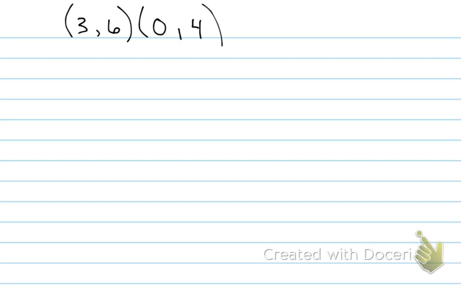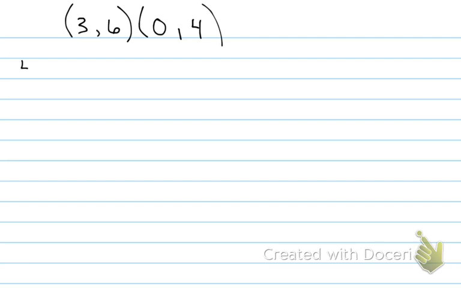Okay, write the equation that passes through these 2 points. Okay, so I need 2 things to write an equation. I need the slope and I need the y-intercept. What did I tell you to find first? Which is the slope, okay? You need to find slope first.